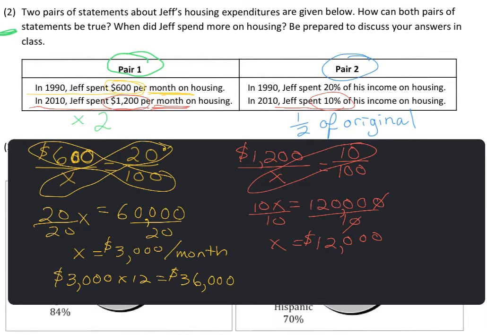Now let's see what he was making 20 years later. Okay. So 12,000 times 12 months. Whoa, did I do that right? 144,000. Yep. That's a good salary. So Jeff could definitely afford that extra expense per month for housing. So that's the type of analysis we should be doing as we work through this lesson.